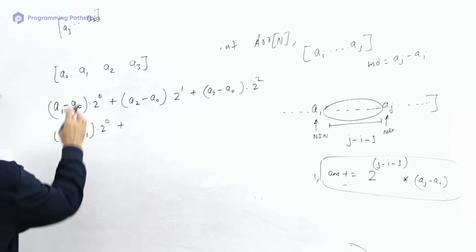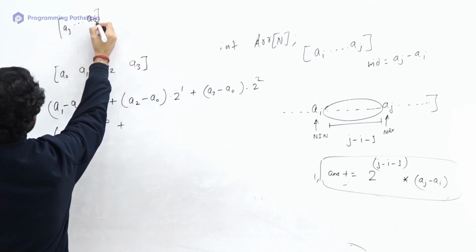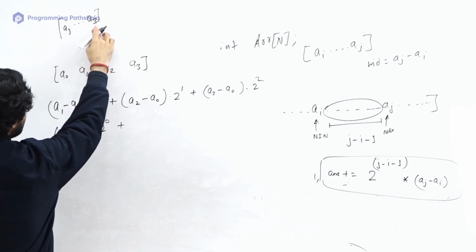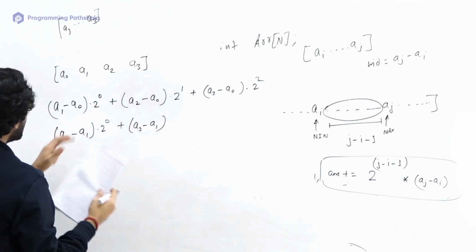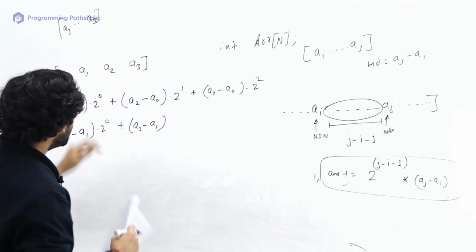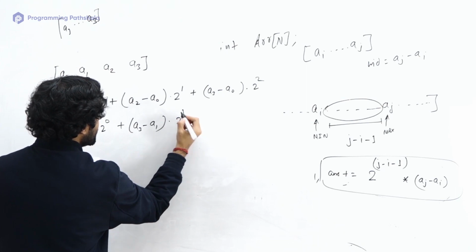The next one will be where A1 is min and A3 is max. So where A1 is min, A3 is max, in those families the width will be this. And how many elements are in between? 1. So how many combinations will be there? 2 raised to power 1.